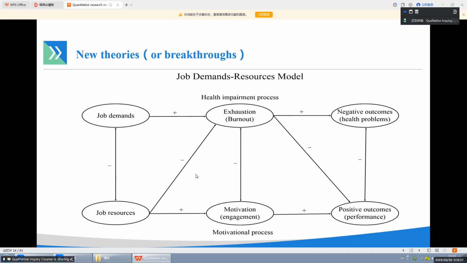So the job resources can activate the other process, which is the motivational process. So the resources can motivate you, right? With plenty of adequate resources, we may be more motivated, we may be more engaged, which then leads to better performance, positive outcomes, better work performance. So two categories, two processes. This is the key propositions of the JD-R.